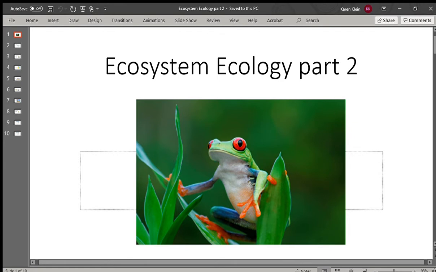Whereas in the first part of our ecosystem lecture, we learned about different types of ecosystems, with this one, we are going to learn a little bit about how ecosystems work.